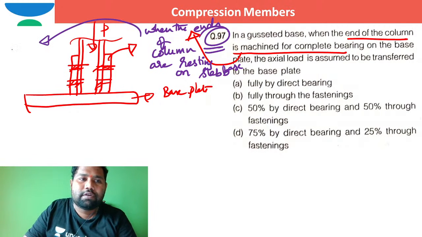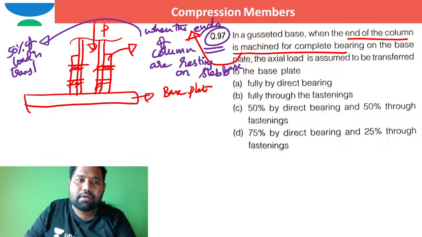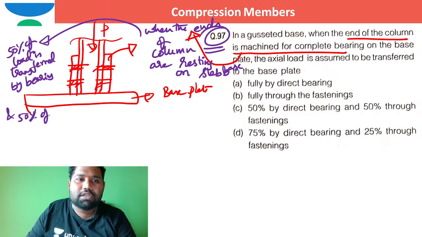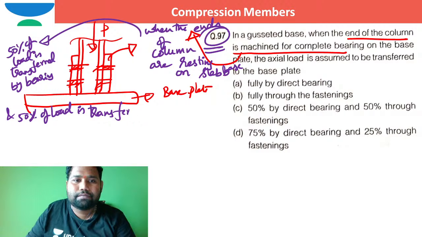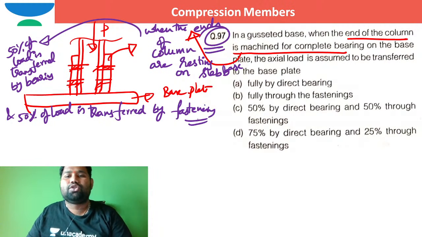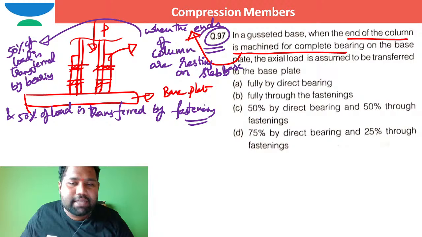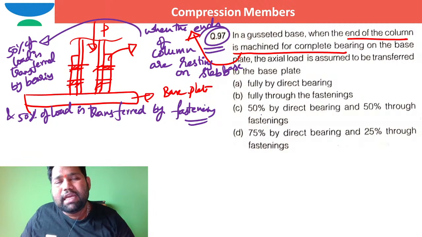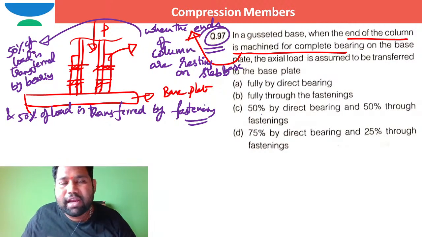So 50% of the load is transferred by bearing and 50% of the load is transferred by fastening. I can say this is directly a clause from IS 800 2007, or IS 800 1984, in the case of slab bases.